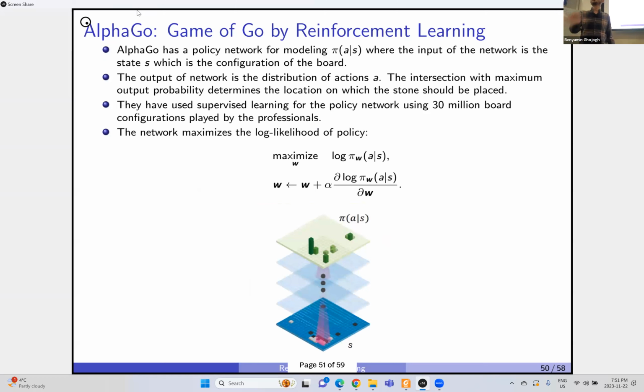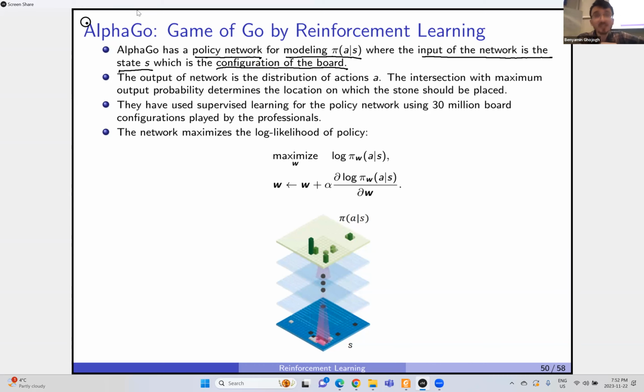It was done after chess. So the chess project was over, then they went to Go. So it has several networks. One of them is the policy network. What is that? It models the probabilistic policy of an action given a state, right? It's a stochastic policy, where the input of the network is the state S. What is the state S here? The configuration of the board, right?